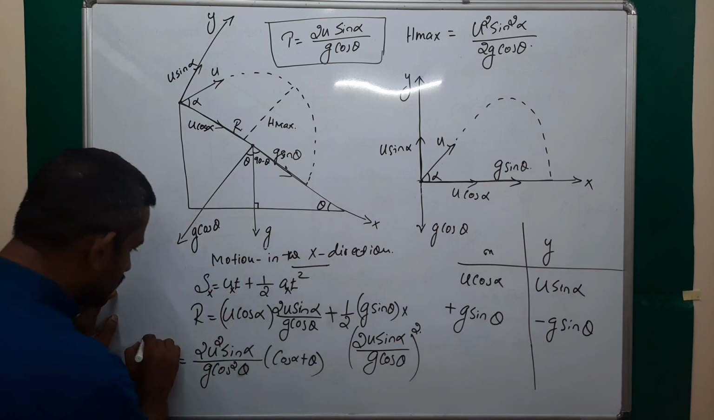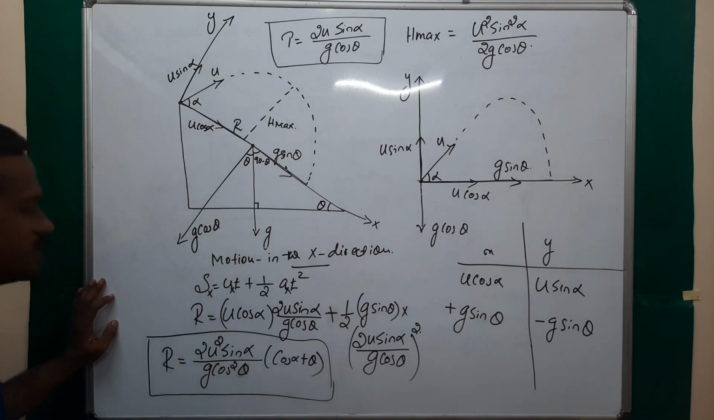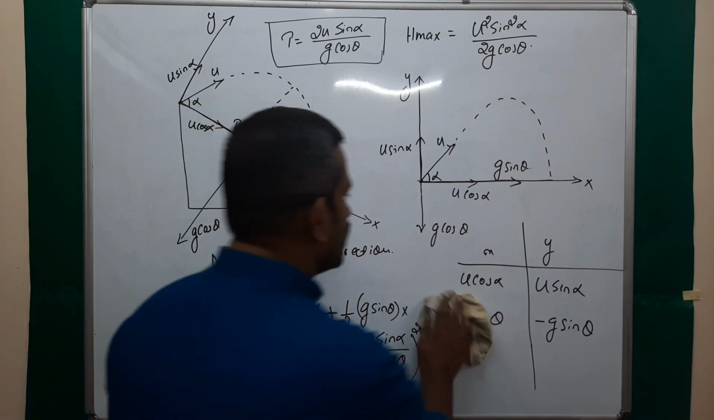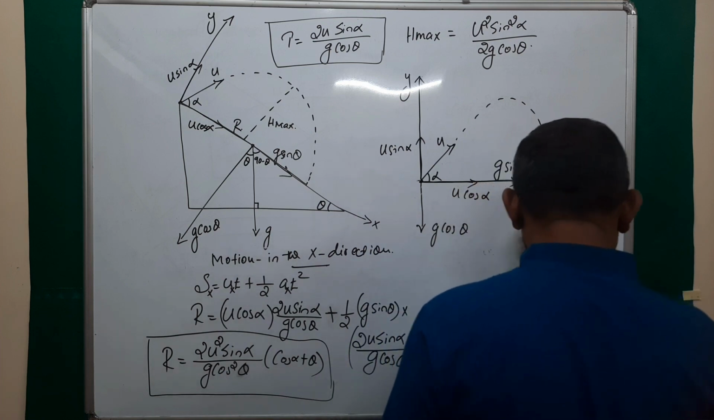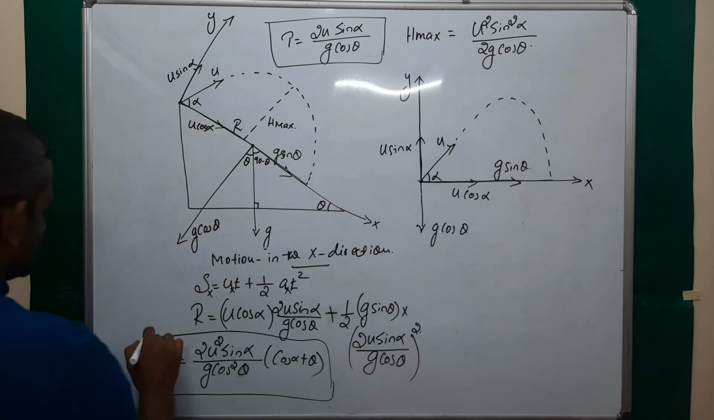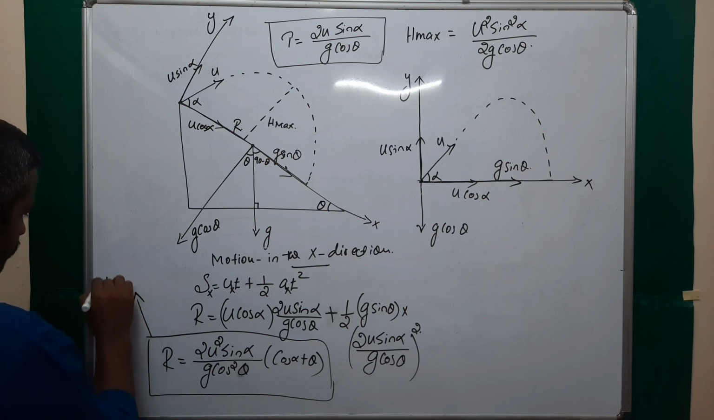R is equal to 2u square sin alpha divided by g cos square theta into cos alpha plus theta. Here, since it is plus, we get this equation. I am writing here that this equation is for down to top.